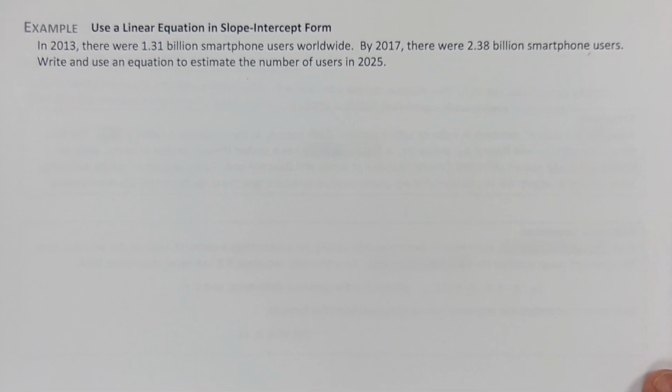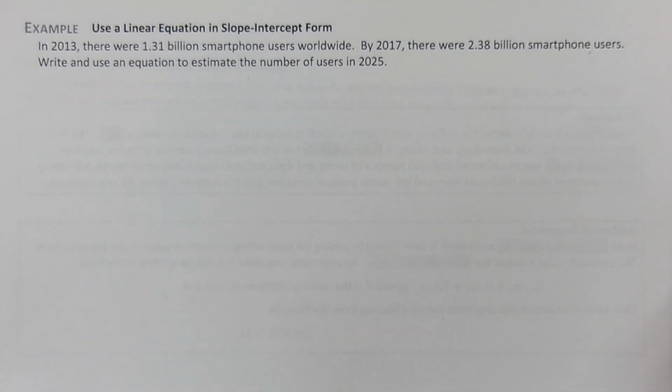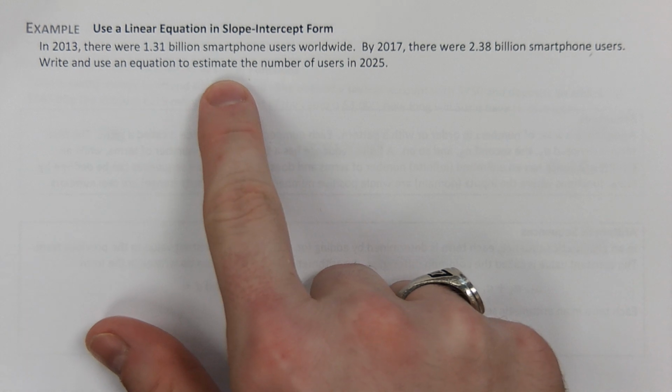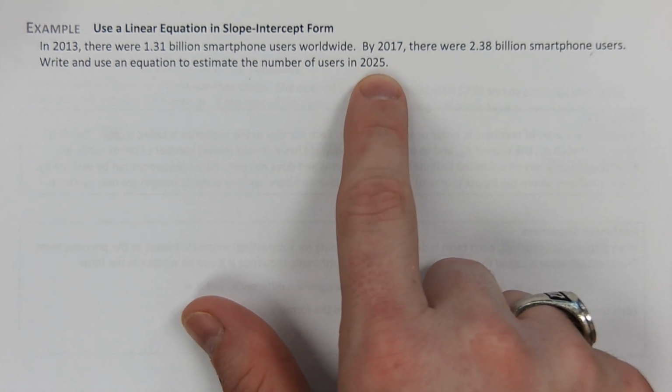In 2013, there were 1.31 billion smartphone users worldwide. By 2017, there were 2.38 billion smartphone users. Our job is to use that information to come up with an equation that models the situation, and then use that equation to estimate the number of smartphone users in the year 2025.